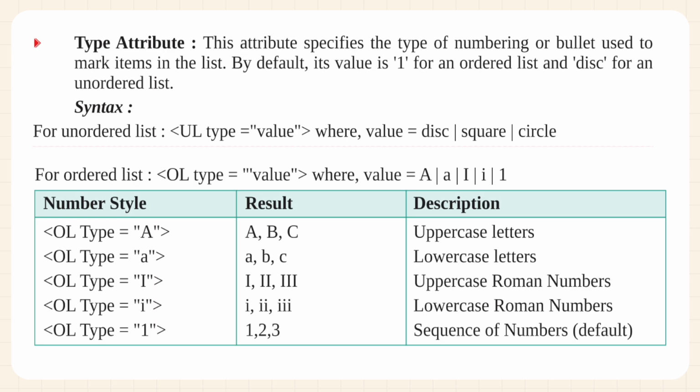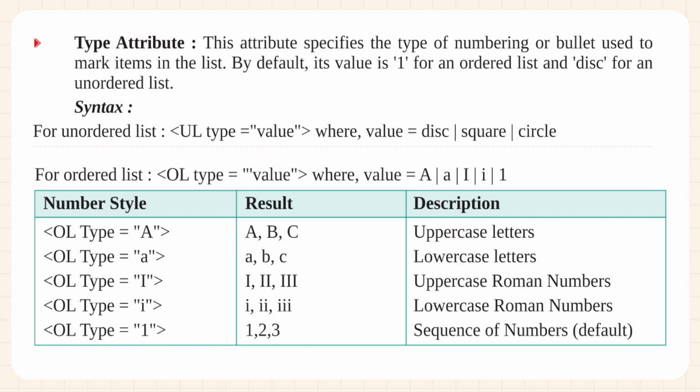Type attribute. This attribute specifies the type of numbering or bullet used to mark items in the list. By default, its value is 1 for an ordered list and disk for an unordered list. Syntax: for unordered list, <ul type=value>, where value is equal to disk, square, or circle. For ordered list, <ol type=value>, where value is equal to a, A, i, I, or 1.